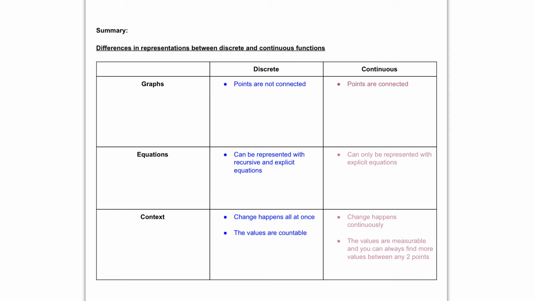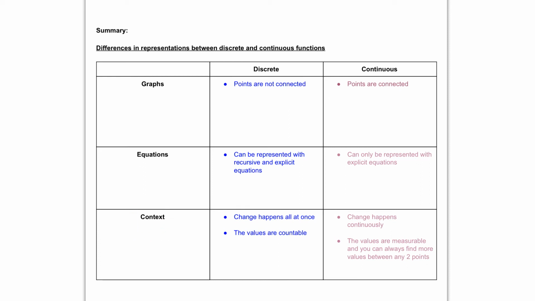In terms of equations, if something can be represented with a recursive formula and an explicit equation, then we are looking at it being discrete. If it can only be represented with an explicit equation, it is continuous. Continuous functions cannot be represented with a recursive equation.